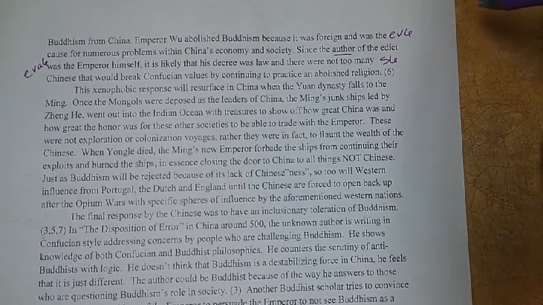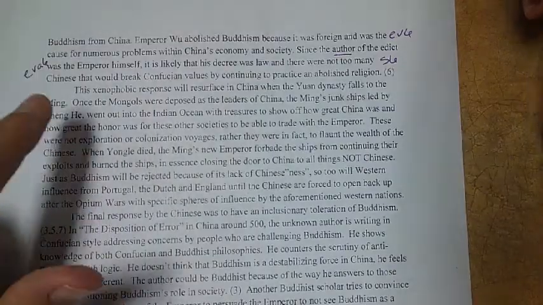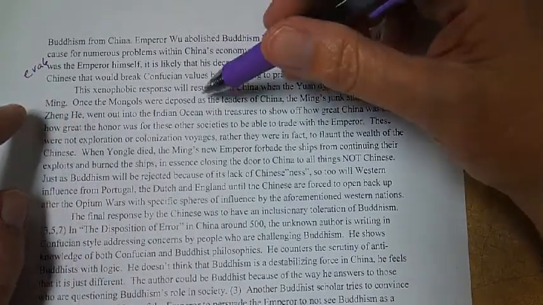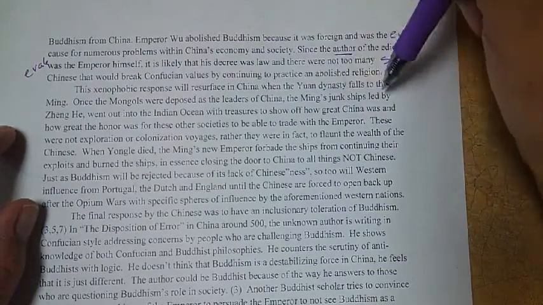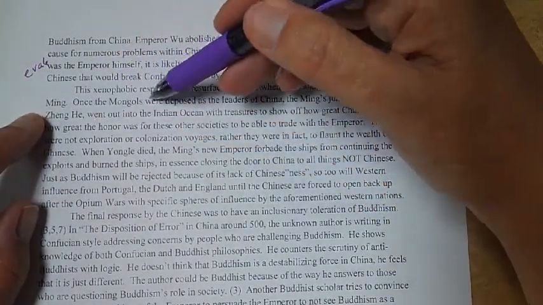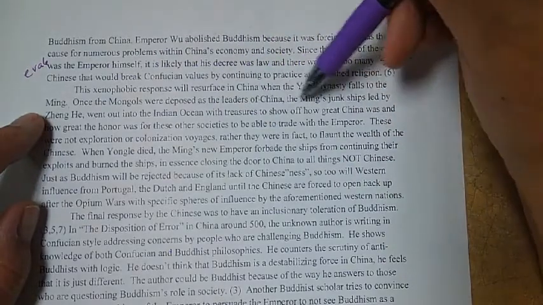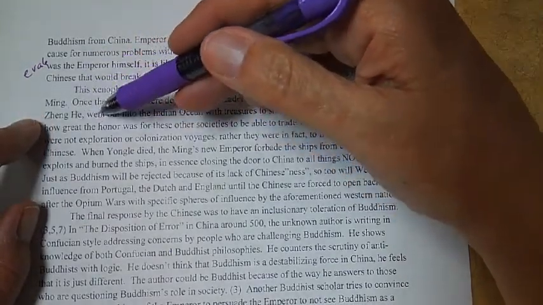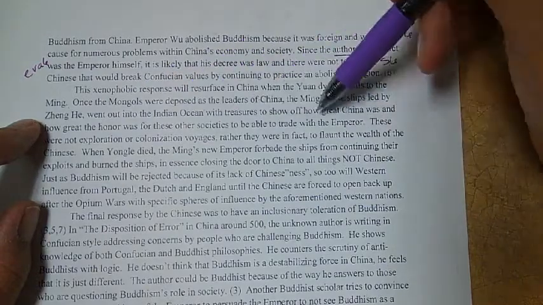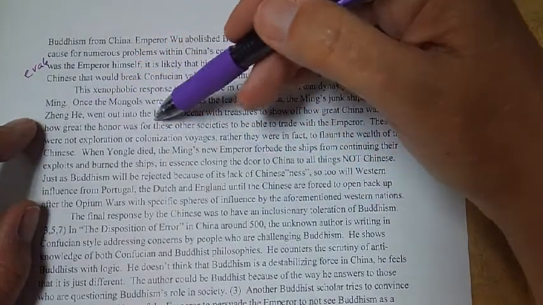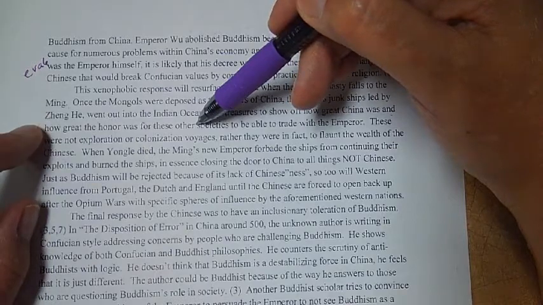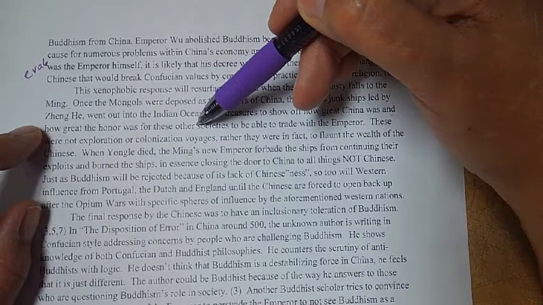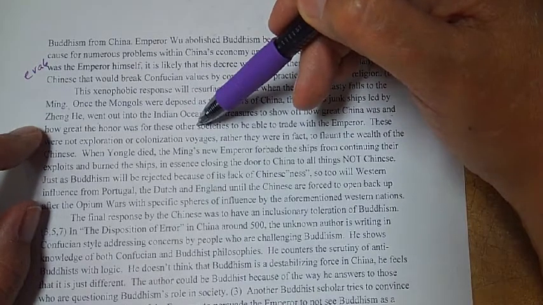So that last paragraph was arguing that it was a very xenophobic response, right? So this right here says, this xenophobic response will resurface in China when the Yuan dynasty falls to the Ming. Once the Mongols were deposed as the leaders of China, the Ming's junk ships led by Zheng He went out into the Indian Ocean with treasures to show off how great China was and how great the honor was for these societies. This next sentence is kind of like a wormhole that the kid goes down, like wants to talk about Zheng He even though this DBQ has nothing to do with Zheng He.